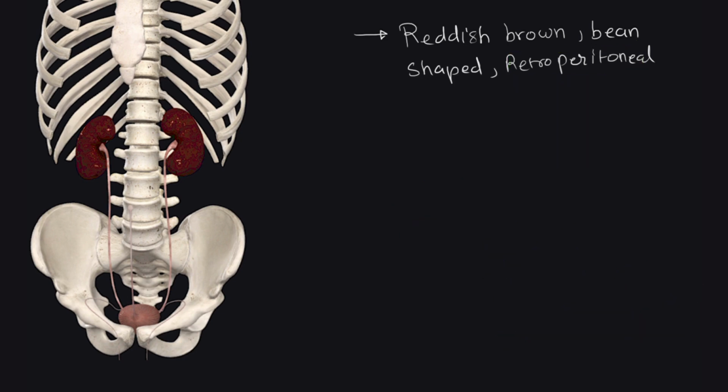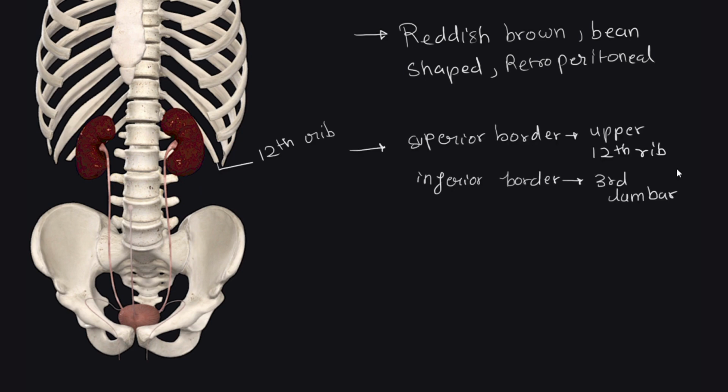Now, moving forward, we can see that it's in close vicinity to the ribs, and then we have the lumbar vertebrae here. So if we're going to pinpoint the exact location, we can say that it's located approximately near the upper portion of the 12th rib and the third lumbar vertebra.